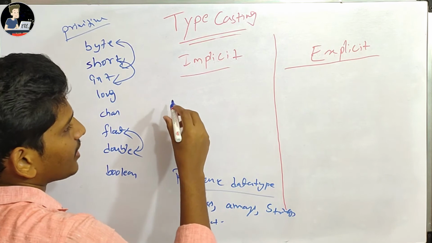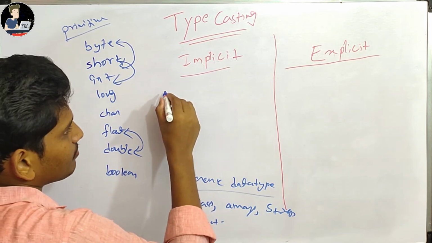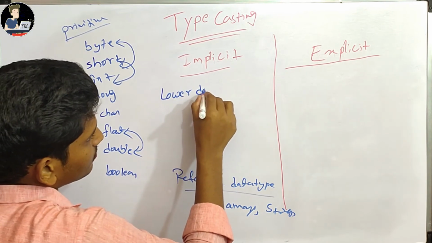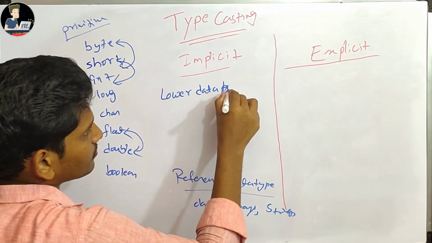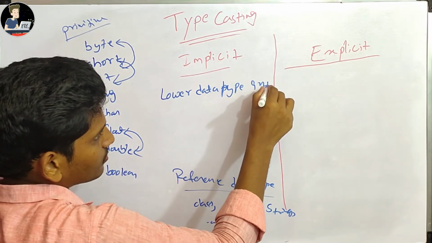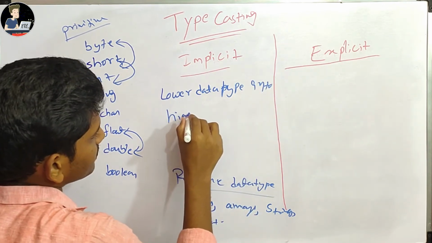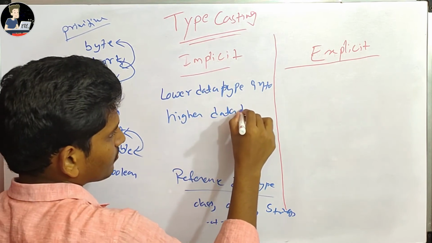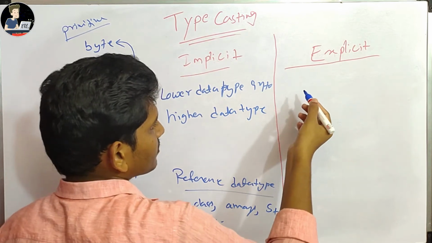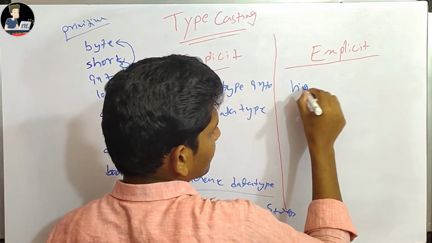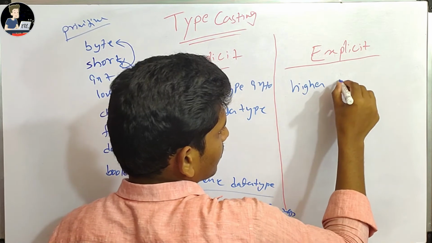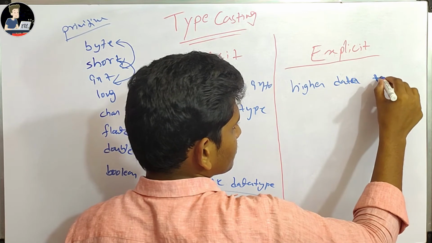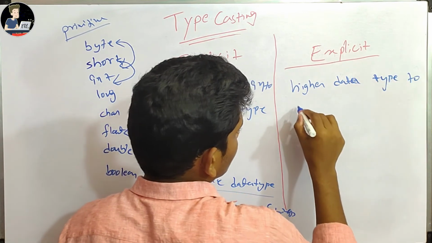What is implicit typecasting? Implicit typecasting means we are converting a lower data type into a higher data type. What is explicit? The reverse: a higher data type to a lower data type.